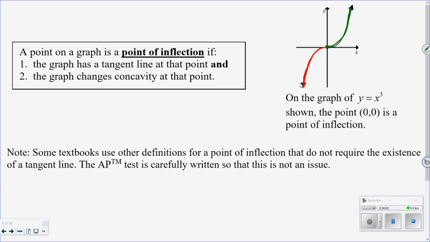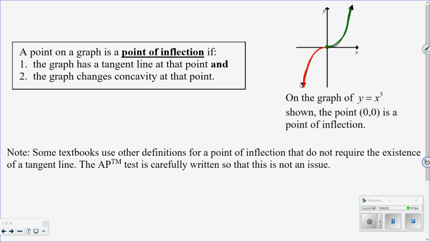So the graph has a tangent line at the point, number one, and number two, the graph changes concavity at that point. Some textbooks use other definitions for points of inflection that don't require the tangent line to exist. The AP test, they make sure this isn't an issue. They're not going to ask you a question where that comes up. In this textbook, though, we're going to say those two things have to be true.